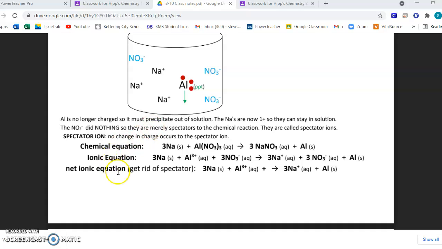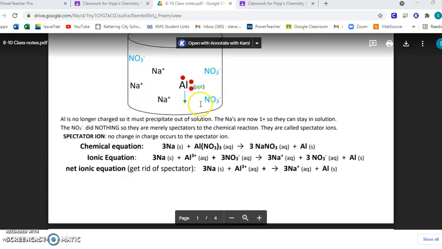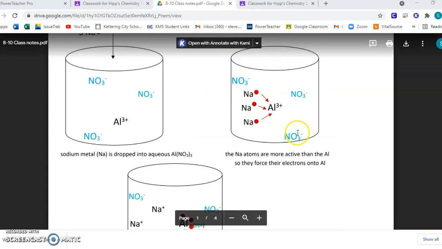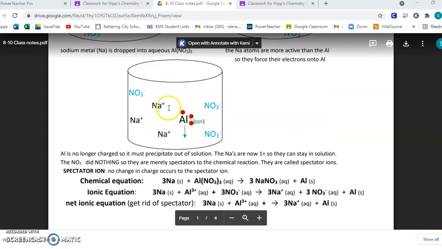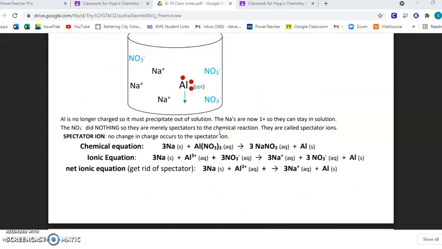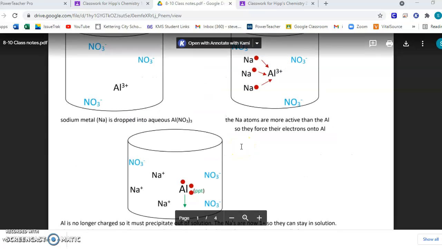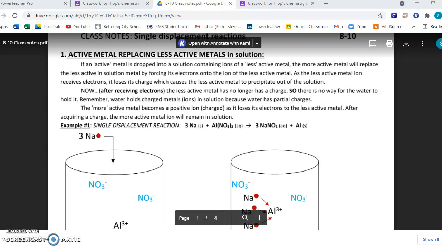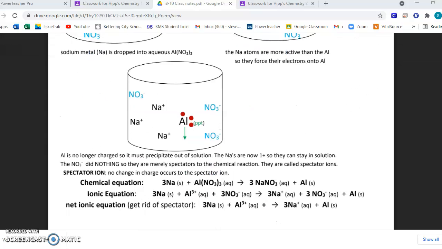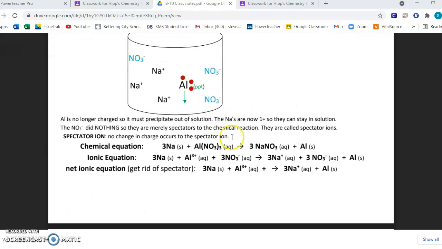A net ionic equation is really just going to show us what the overall change was. As we showed you, the 3 nitrate ions are in all 3 beakers and nothing happened to them. When nothing happens to them, it is called a spectator ion. So the ion that does nothing is the spectator. It just stood around and watched. The net ionic equation gets rid of the spectator ion. It gets rid of the thing that did not change.